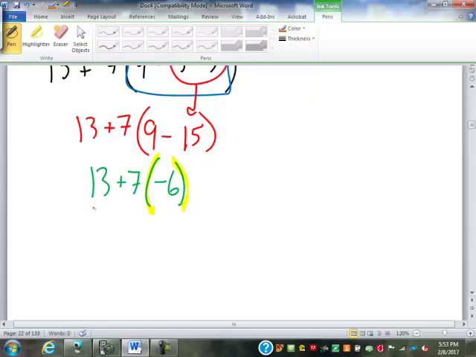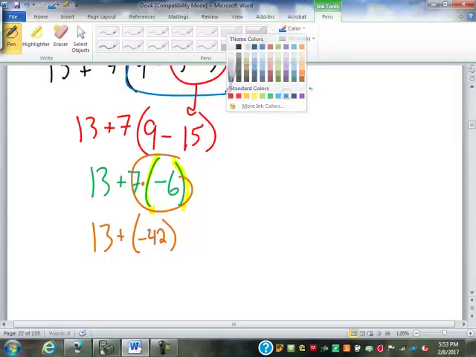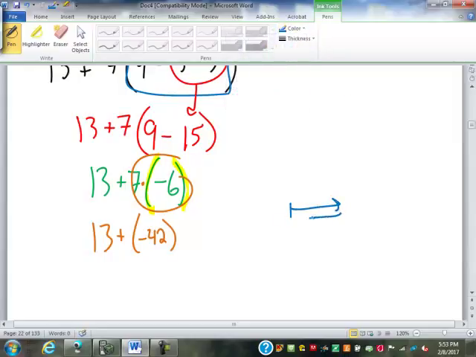So now, what do we do? Multiply 7 times -6, which is -42. Now I'm going to put that in parentheses as well, so that we know that is a -42. And then we have 13 plus -42, which is -29. Wonderful.